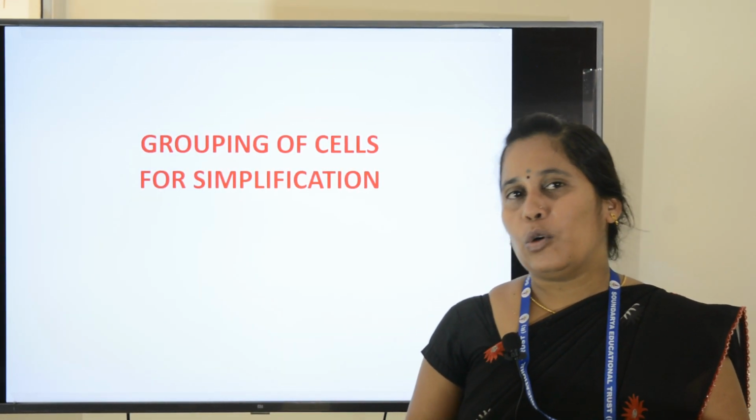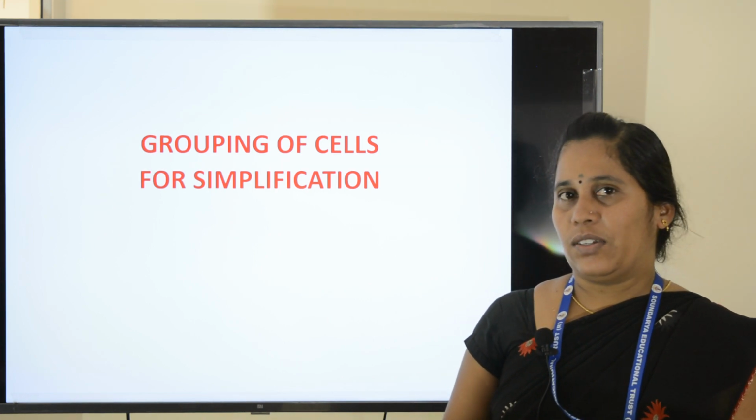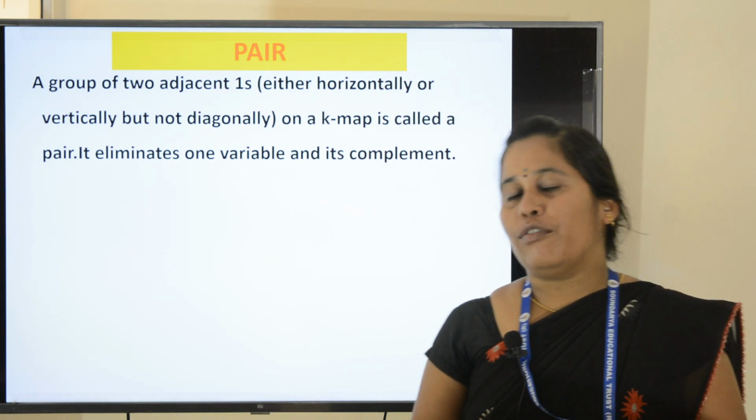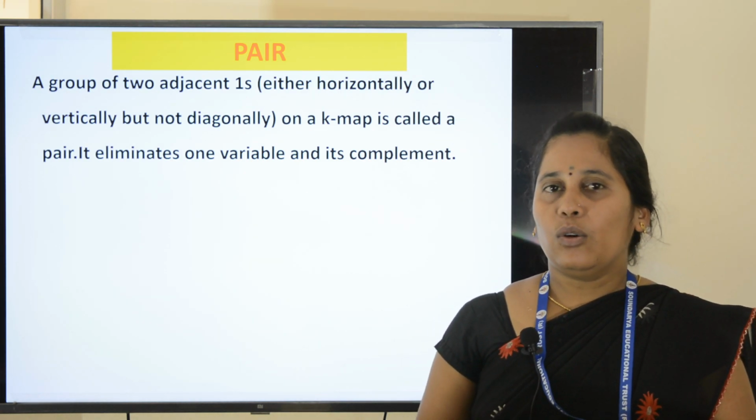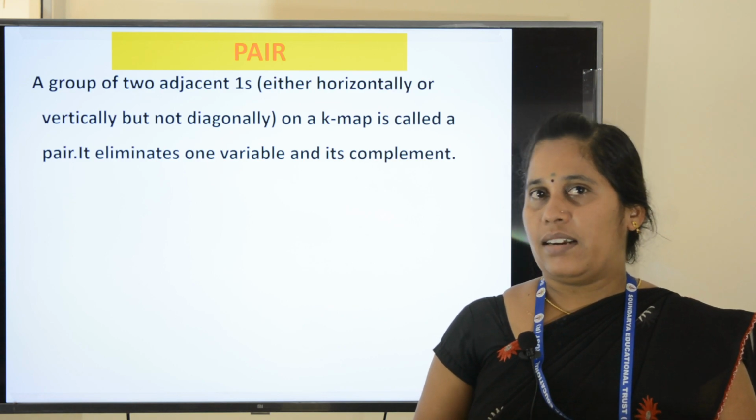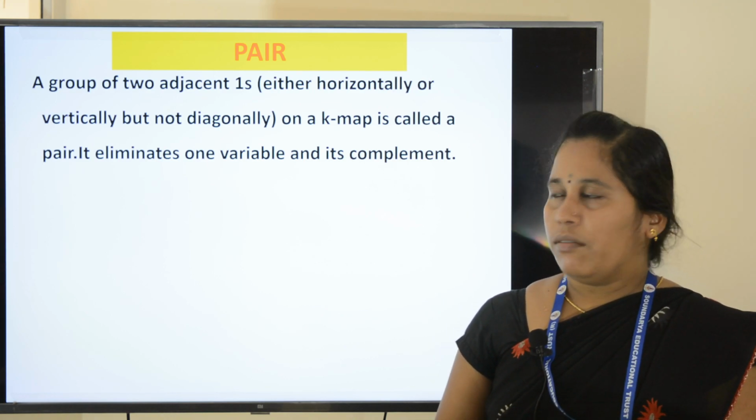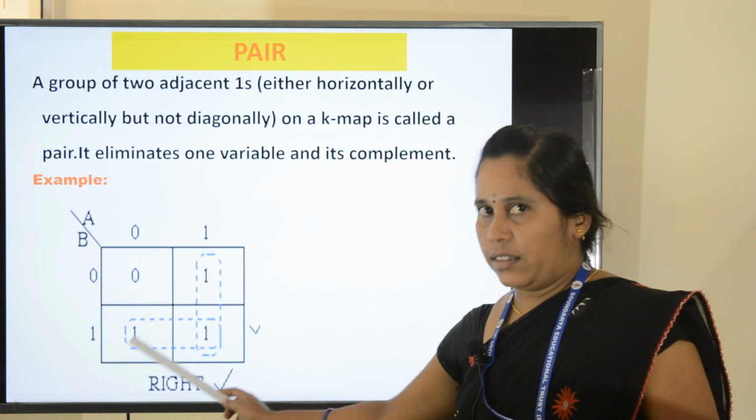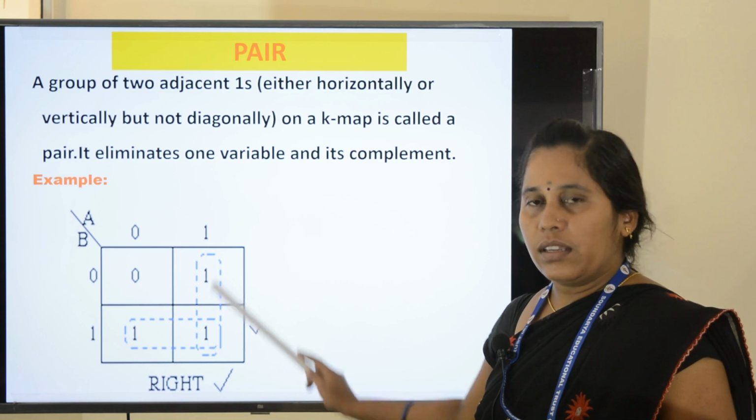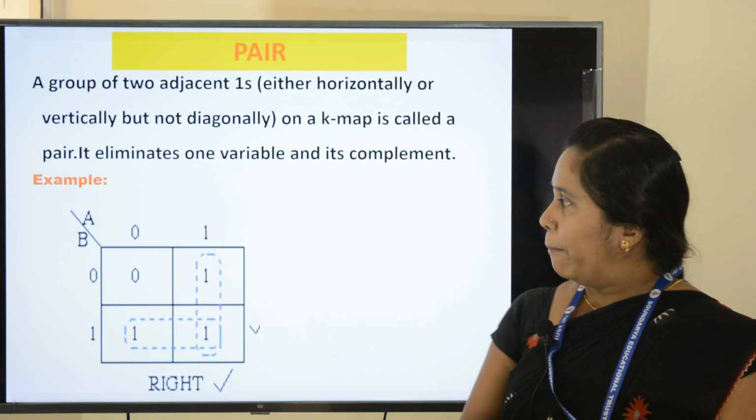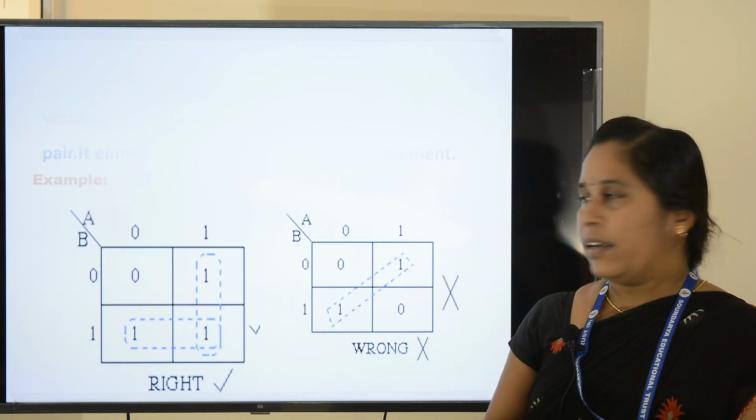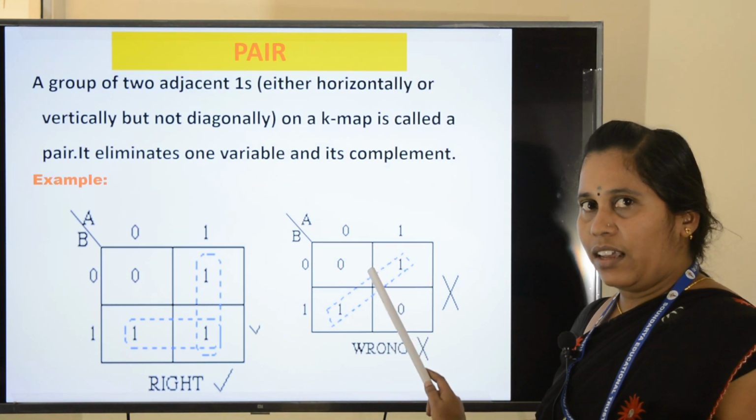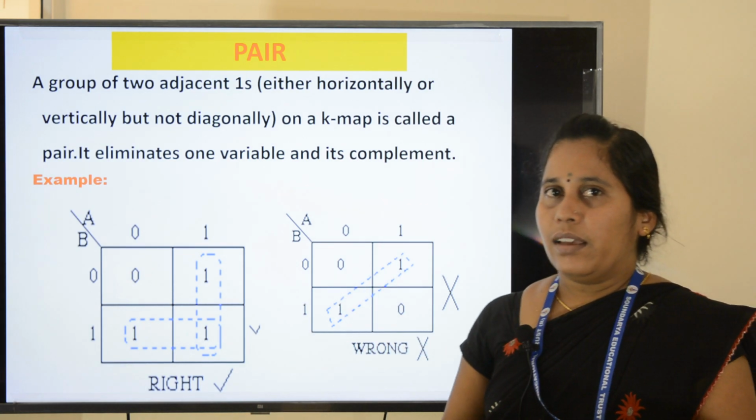Let us move on to grouping of cells for simplification. The first grouping is a pair. A pair is a group of two adjacent ones. The two ones are in horizontal or vertical form. In the example, two ones are horizontal, and two ones are vertical. But diagonal grouping is not possible. Two ones in diagonal form is not possible in a K-map.